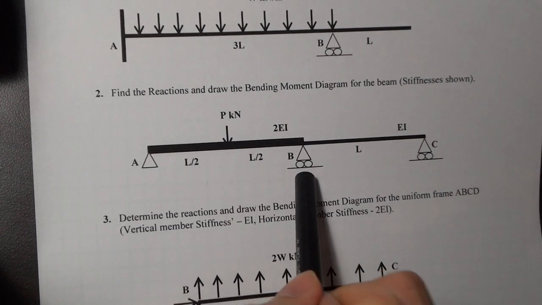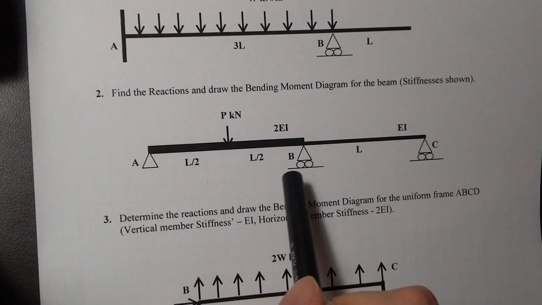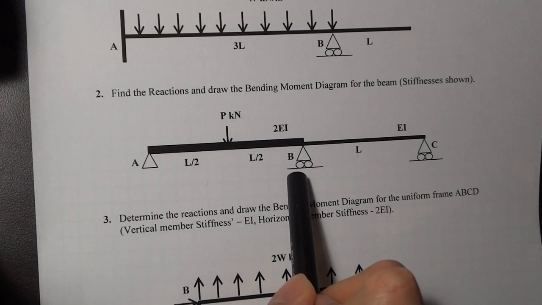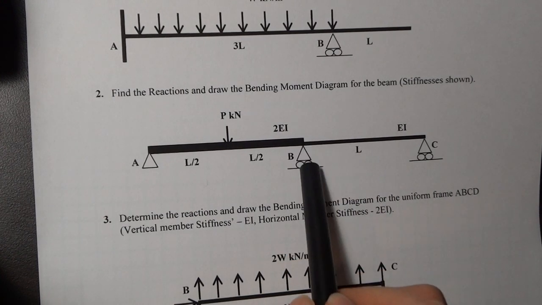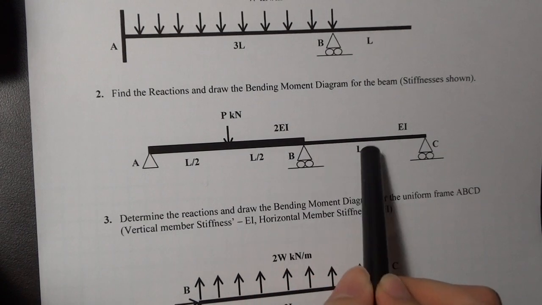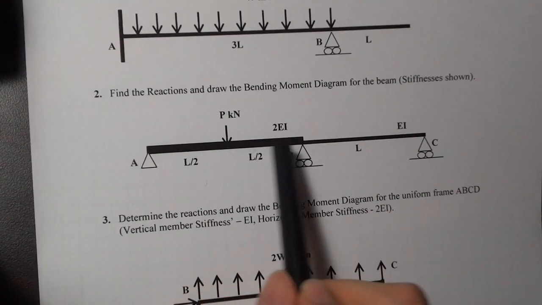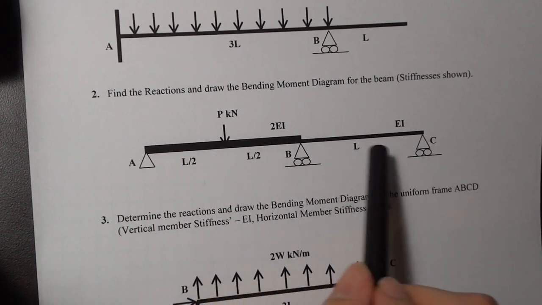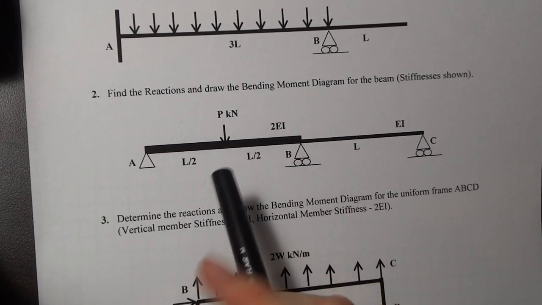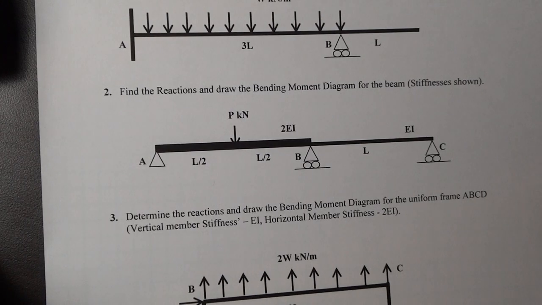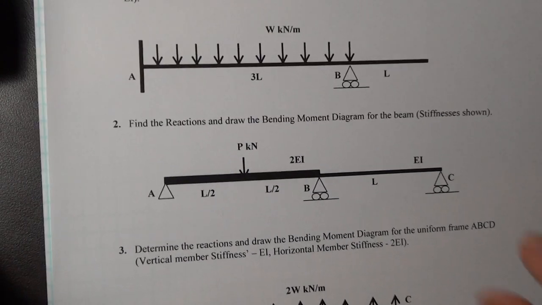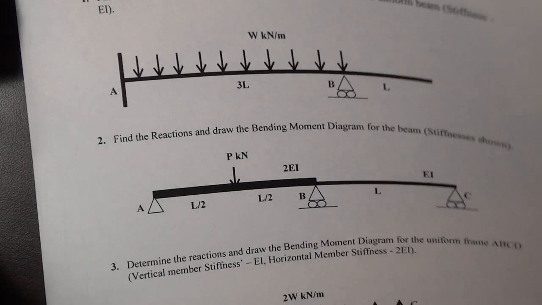For example, even if I remove BY, I will still have to cut my diagram at B due to the fact that I have this 2EI dimension. So because these two things change thickness, I still have to be very careful with how I partition my diagram. Now, let's look and see what happens here.